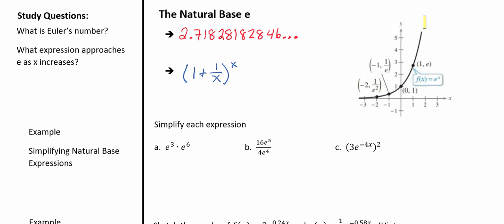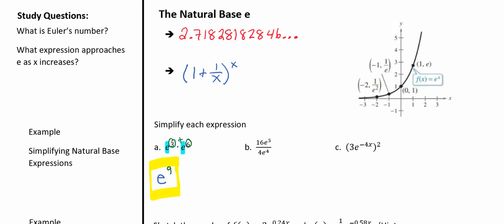So here we have e to the third times e to the sixth. We're going to treat the e just as a normal base right now. And because they match, we're able to take our 3 and our 6 and add them, which is going to give us e to the 9th power. And that will be our solution there.